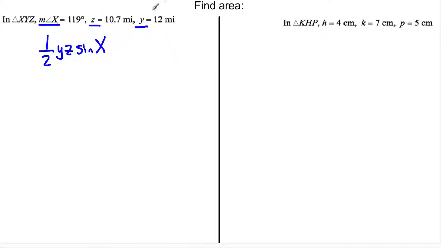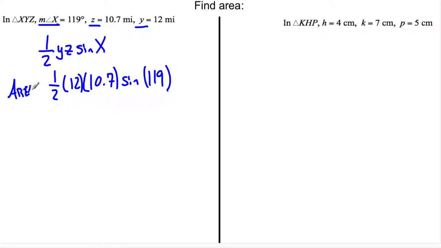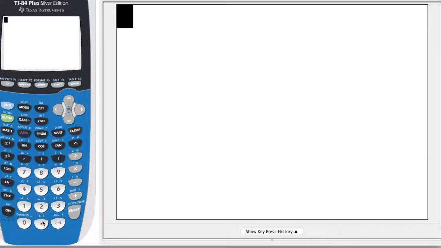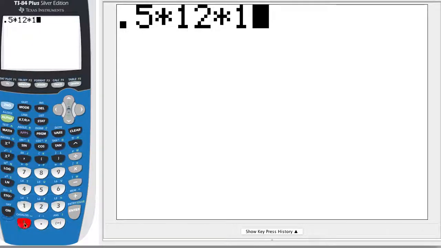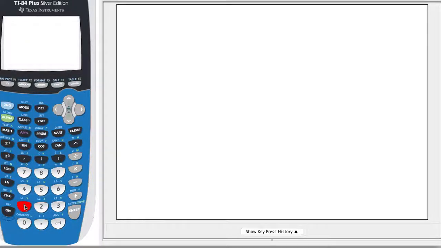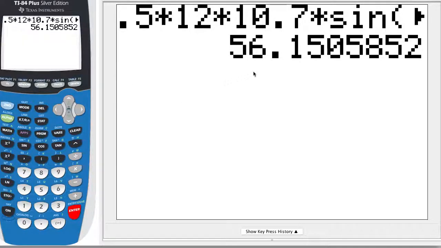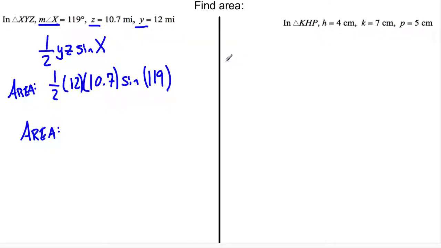So, given that I have this, I plug these values in. So I get 1/2 times Y, which is 12, times 10.7, times the sine of 119. Beautiful thing is, this is the formula for the area. So that means all I have to do is put this into my calculator. So I put in 1/2, so that's 0.5, times 12, times 10.7, times the sine of 119. And I get this, 56.15 or 56.2 if I'm rounding to the tenths. So 56.2. Now because this is area, the unit is going to be miles squared, since all of these are miles. And that's my answer for the area of that triangle.